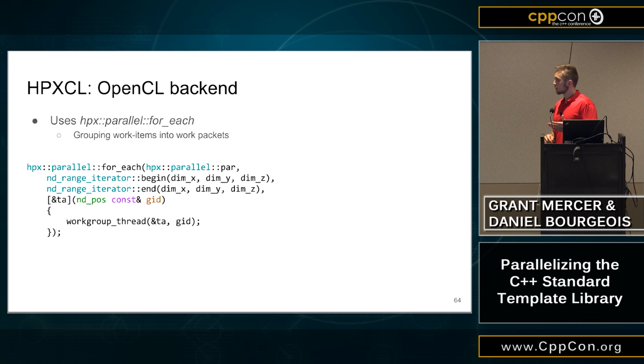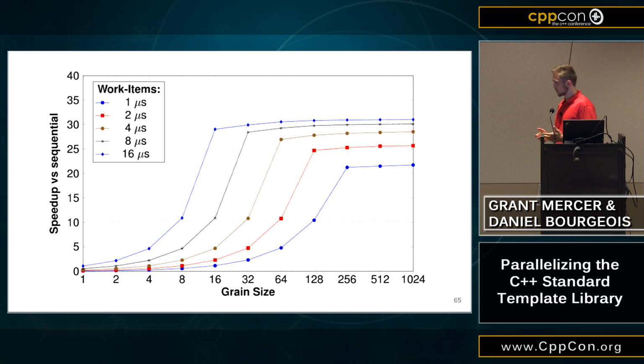One of my coworkers, Martin Stumpf, also had a really cool implementation. He had an OpenCL backend for HPX, and he actually used one of our for_each algorithms inside of his work. And this was for grouping work items into work packets. And this was the actual algorithm he used. It was a simple for_each, and he iterated over a range and did some lambda function on each item. And he saw some really good scaling as well.